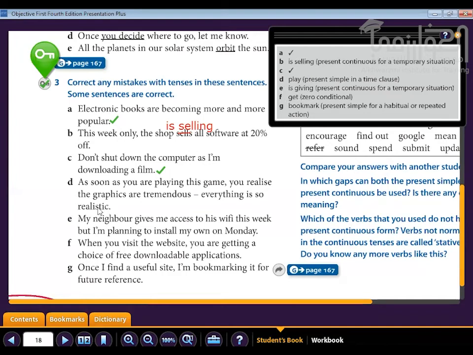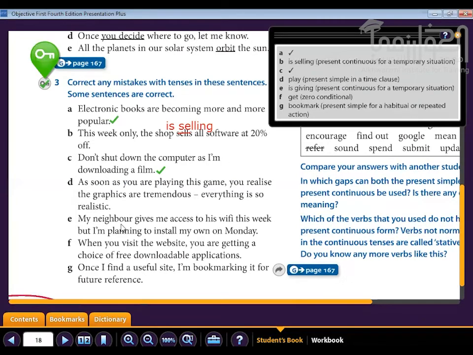Okay, so these are the answers. So you can see that in D, as soon as you play, we use the present simple, because in the time clause it's the same as once you play or when you play this game. So this should not be as soon as you are playing. We're talking about the person thinking about the future, but the time clause as soon as speaks about a time in the future. But you don't use the future there. We normally use the present simple for that. So it becomes play, present tense in the time clause.